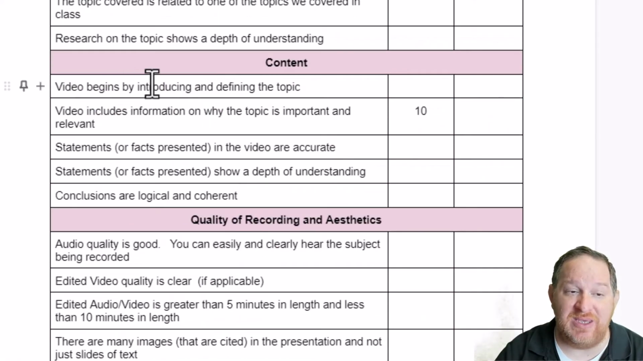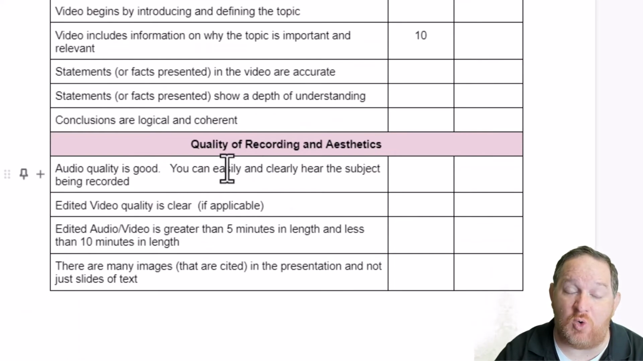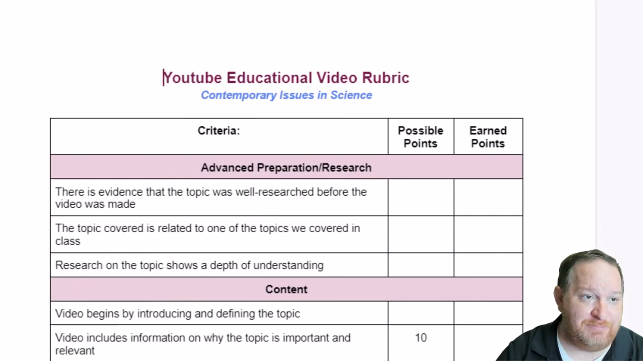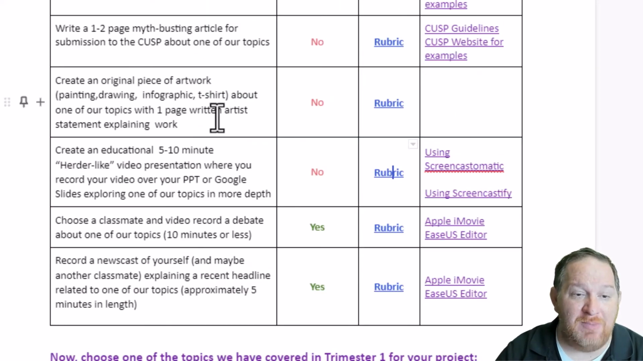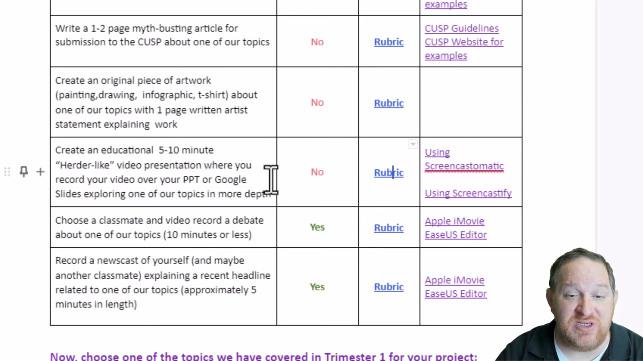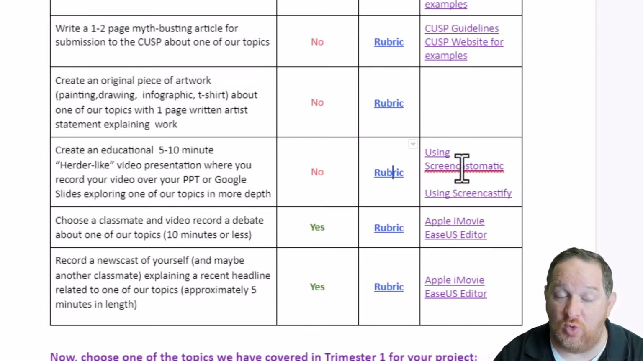I'm telling you how to begin the video, what I want in the video, but I'm also looking for some quality of recording on this one, right? So you need to make sure your audio and video is good, etc. If you don't know how to do this, I'm giving you 2 suggestions to record your screen. Screencast-O-Matic and Screencastify are 2 really good programs for that. They are free and pretty easy to use if you want to record your screen.